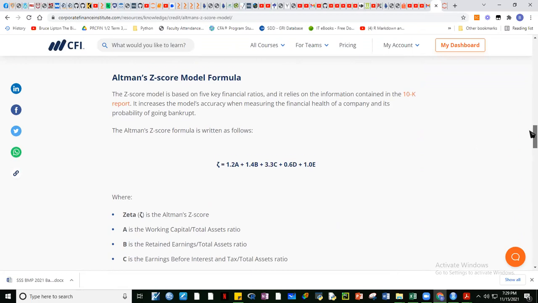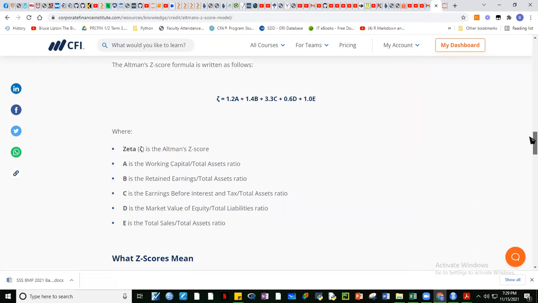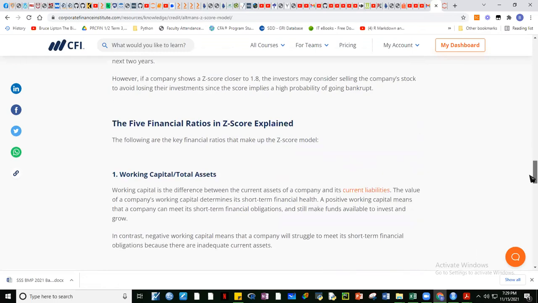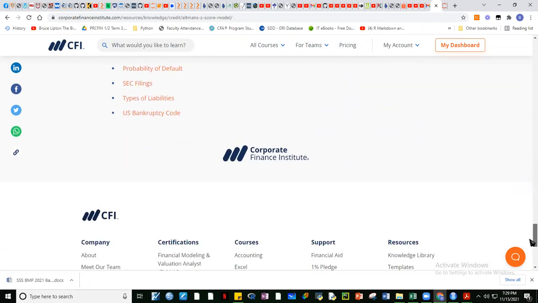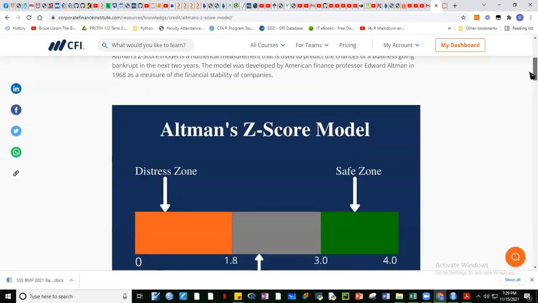By the way, there are different kinds of Altman Z. There's an Altman Z for private companies, meaning not publicly listed. Ours is publicly listed, so we have the market value of equity. And then this explains what the formula is. So I leave that to you to read. And there are many more sites on the Altman Z.